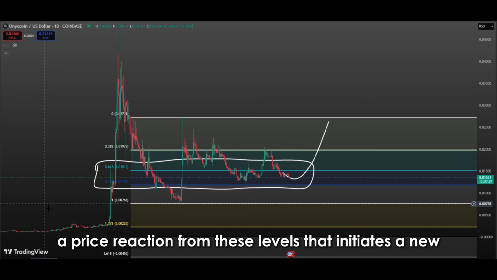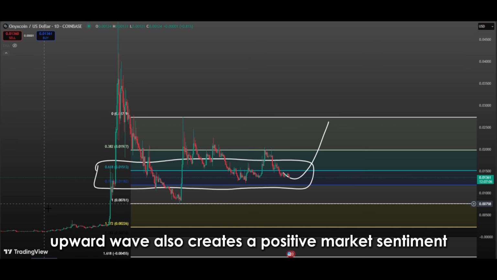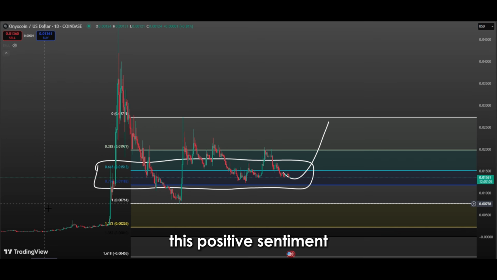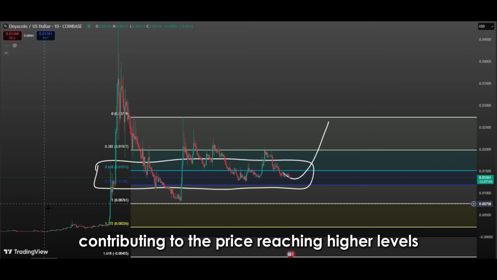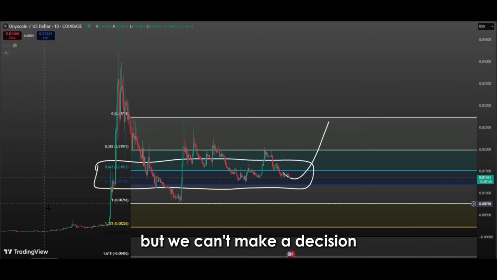A price reaction from these levels that initiates a new upward wave also creates a positive market sentiment. This positive sentiment encourages more investors to enter the market, contributing to the price reaching higher levels. But we can't make a decision based solely on Fibonacci analysis. So let's look at other metrics as well.